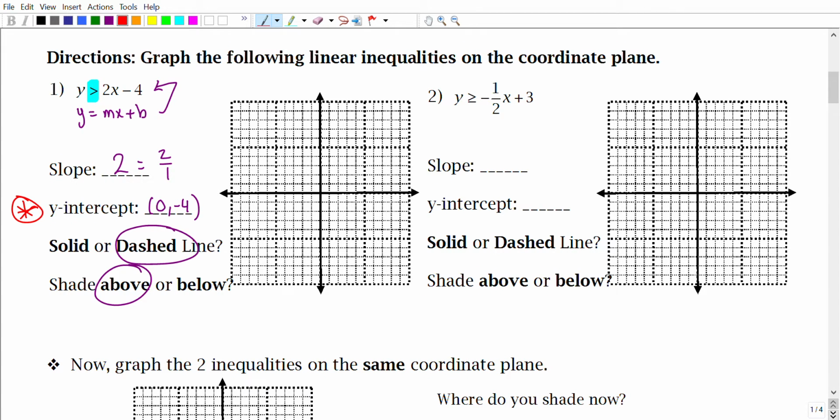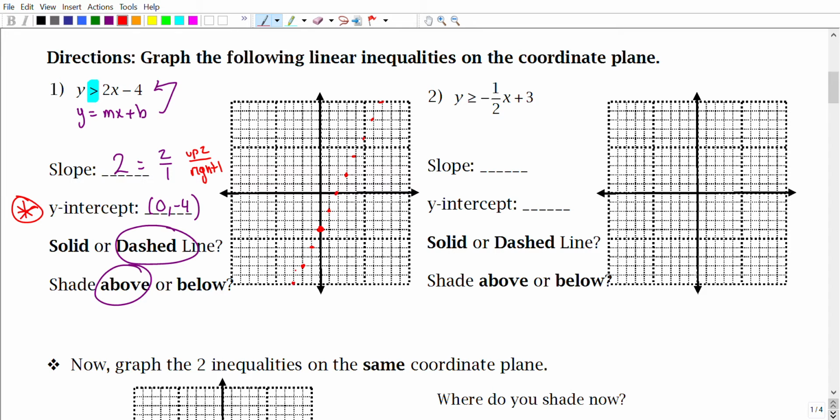Start graphing your y-intercept first. So 0, comma, negative 4 is right down there. My slope is 2 over 1, which means I go up 2, right 1. So up 2, right 1, up 2, right 1, and you can keep going. Or you could do the exact opposite, which is down 2, left 1.